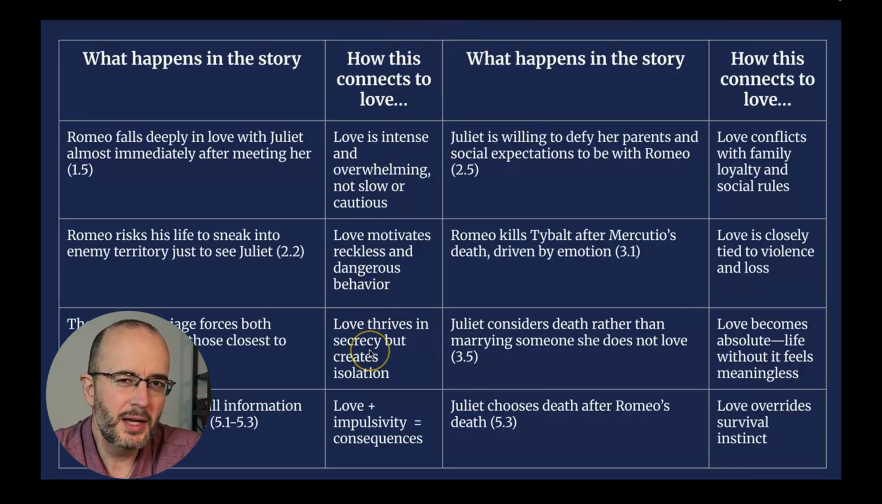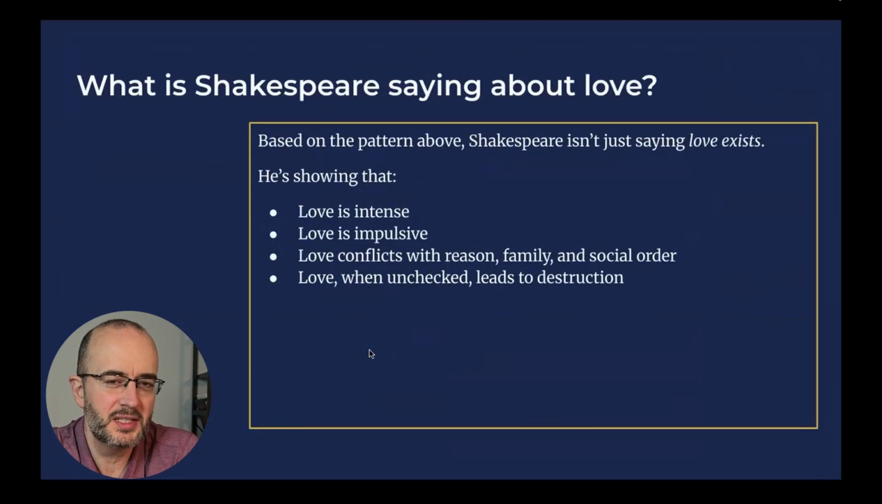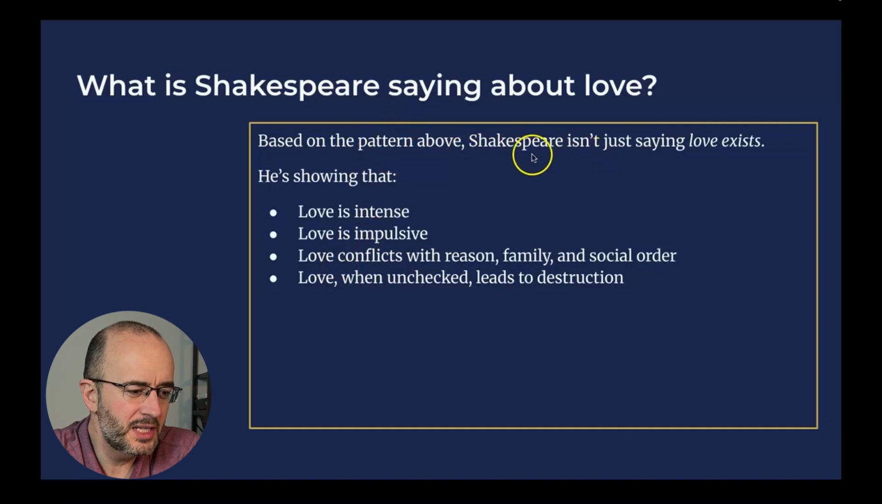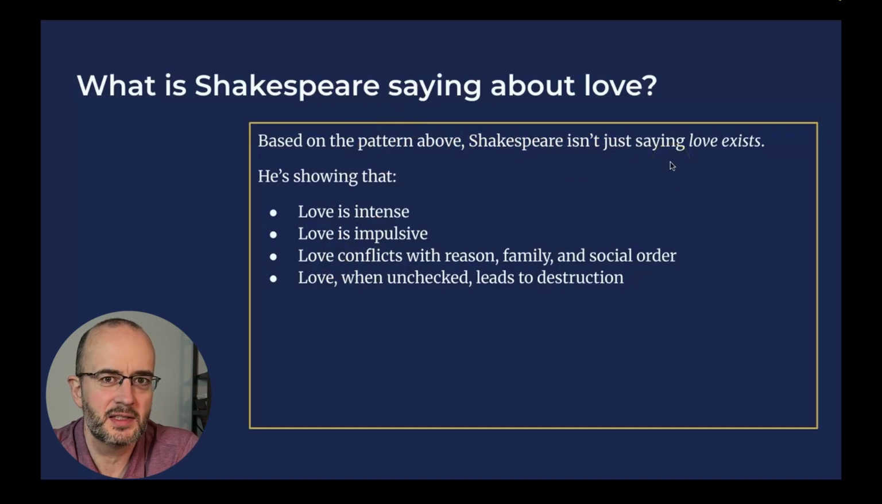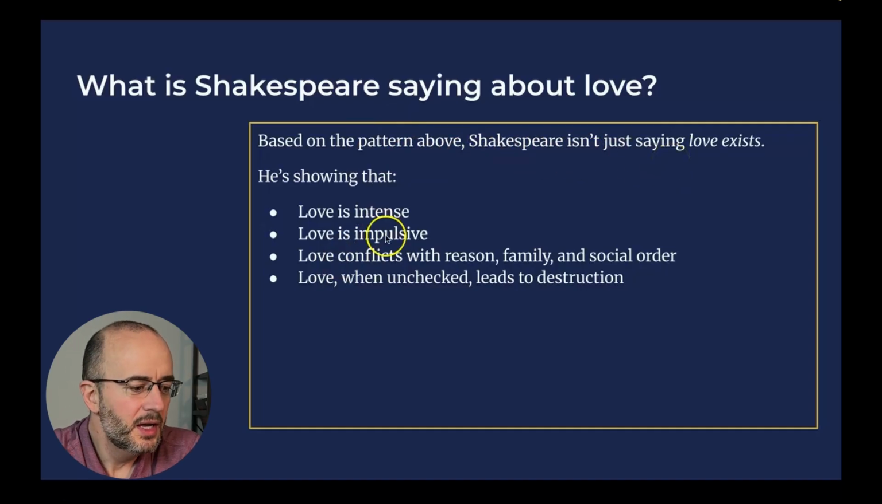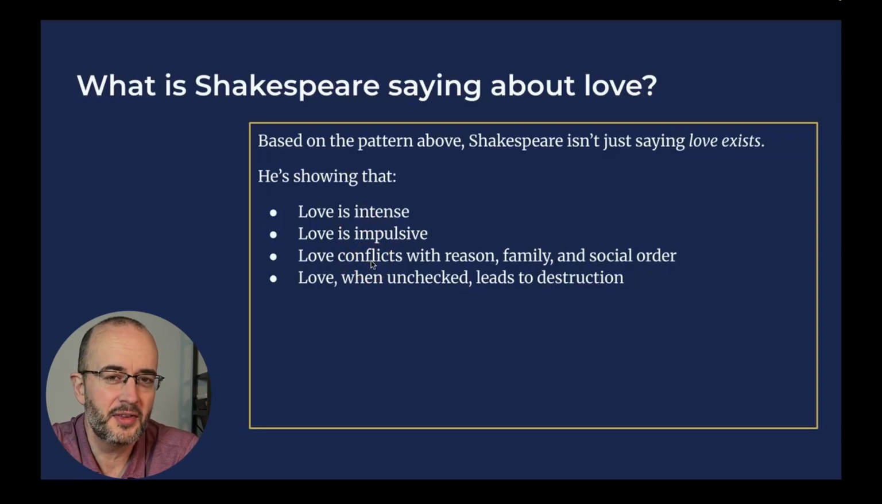So I'm trying to go a little bit more in depth and answer, well, what is the author ultimately saying? In this case, about love. In your case, could be any theme. So based on the pattern above, it seems that Shakespeare isn't just saying that love exists. That's really, really obvious. He's kind of showing that love is very intense and very impulsive. He's also trying to show a little bit that oftentimes love conflicts with reason, family, social order, and love, often when left unchecked, or maybe even unsupervised in this case, can often lead to destruction.